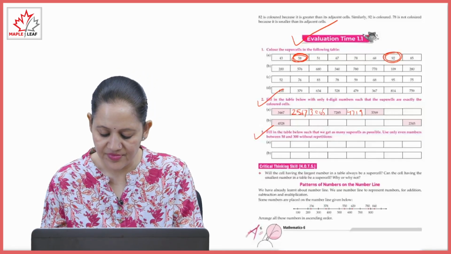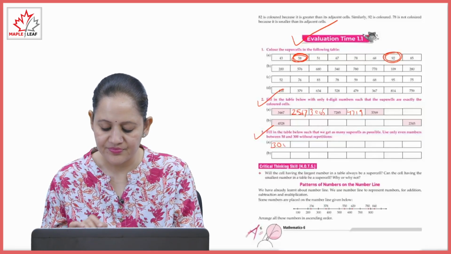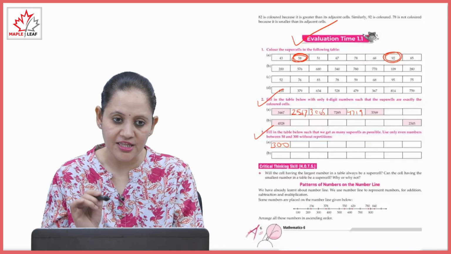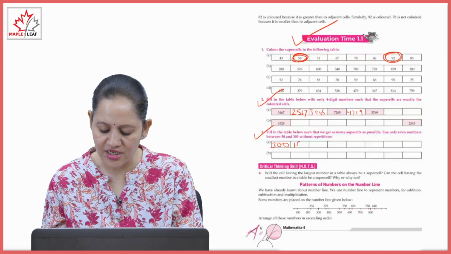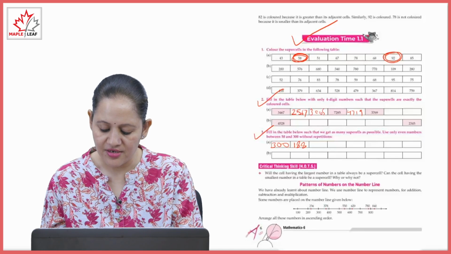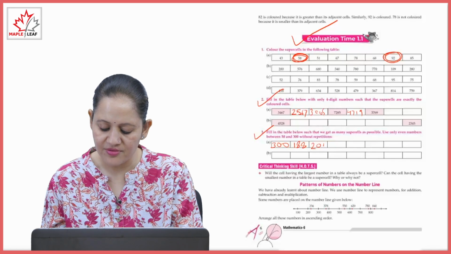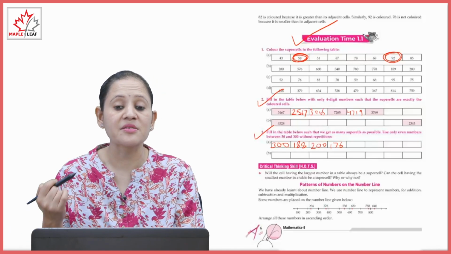Suppose it is the number 300. And यहाँ पे जो भी नंबर आएगा that should be less than 300. You can write any random number, like 188 you can write, and here you can write 200, 176. Like this you have to fill in the numbers randomly, any number, so that you can get the maximum supercells. Clear?